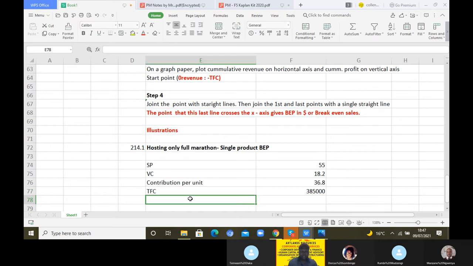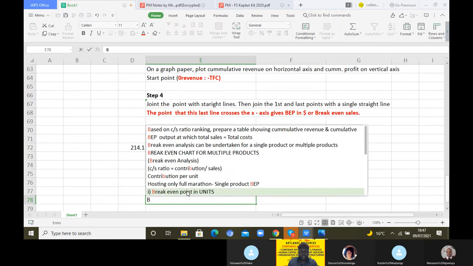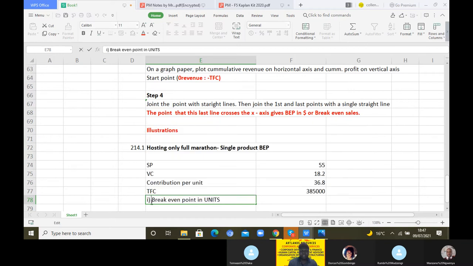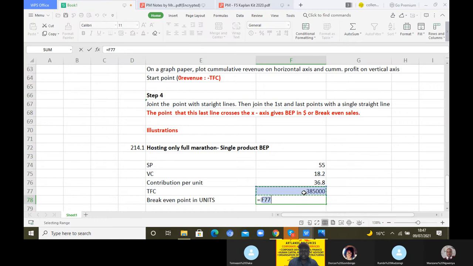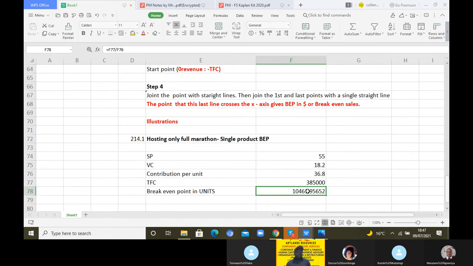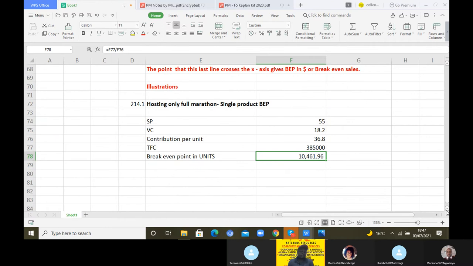With these figures, we then say break even point in units. Remember we say the total fixed costs divided by contribution per unit. That's how you calculate break even point in units. Total fixed costs over contribution per unit. So this is the units of full marathon we need to break even. We need 10,461 if you are only concentrating on full marathon.